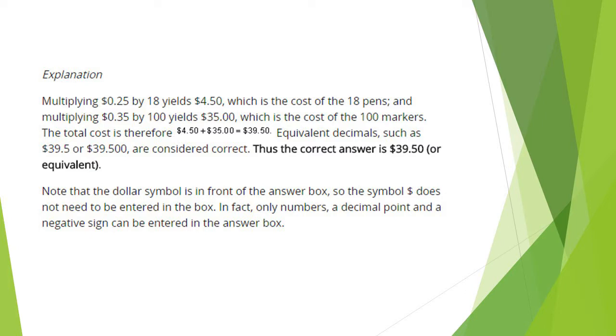Multiplying 25 cents by 18 yields $4.50, which is the cost of the 18 pens, and multiplying 35 cents by 100 yields $35, which is the cost of the 100 markers. The total cost is therefore $4.50 plus 35, which equals $39.50. Equivalent decimals, such as 39.5 or 39.500, are also considered correct.